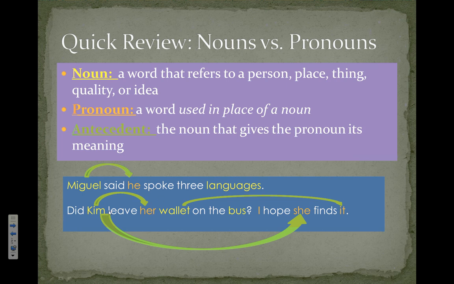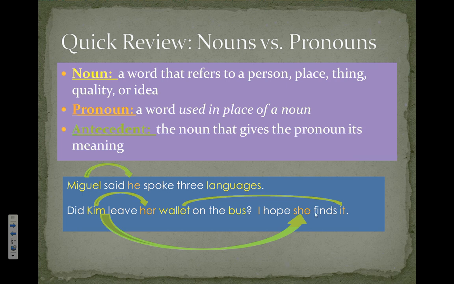You would want to say, did Kim leave Kim's wallet on the bus? See how ridiculous that sounds? That's why we use pronouns. So it's very clear that Kim is the antecedent. The sentence that follows it, all right, also has antecedents. I like this example because it shows you that antecedents aren't always necessarily in the exact same sentence.